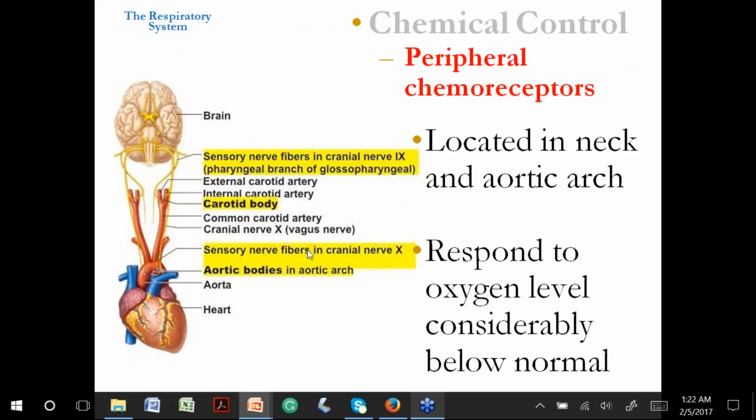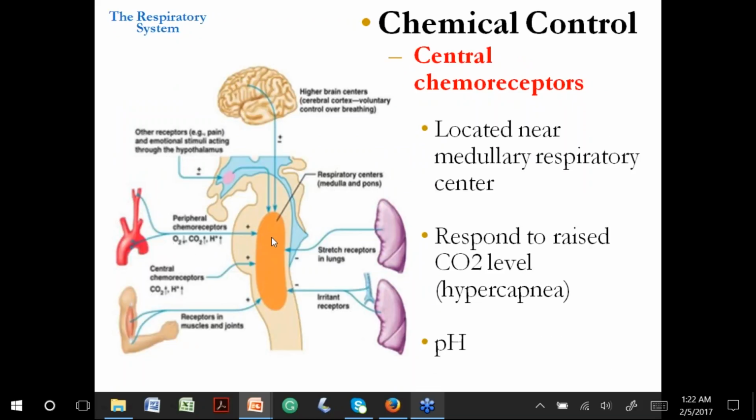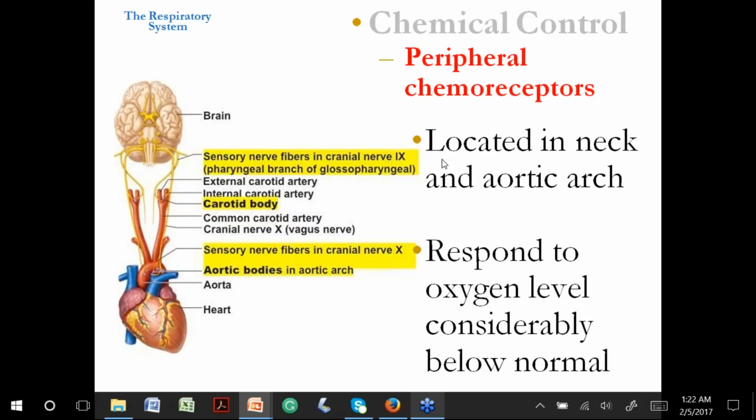Okay, so we have peripheral receptors. We already talked about the central ones, which are located in the medulla oblongata and the pons, and the peripheral ones are located in the carotid arteries that we saw in the previous class. We also have them in the arch of the aorta.